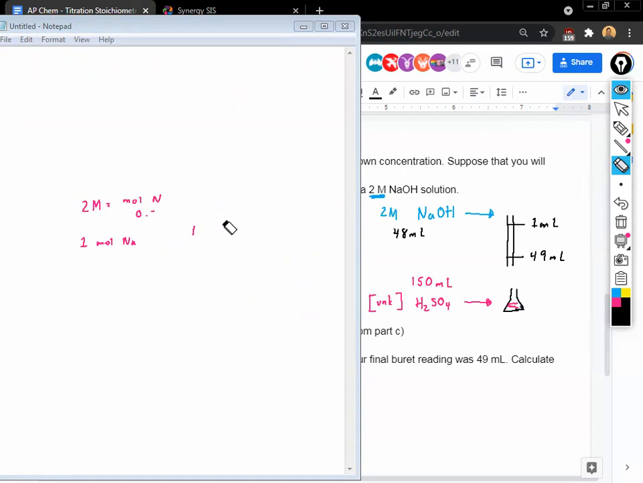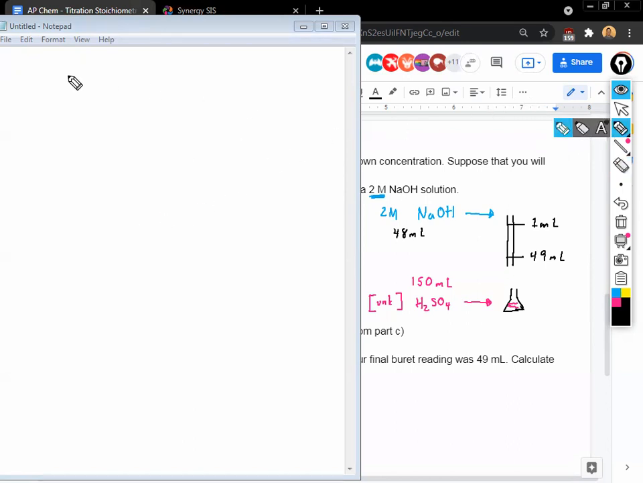No, yeah, so it's the reading, and in this situation, if you look at part C, it's just telling you, hey, when you started, the base level was at 1, and then when it was completely neutralized, when it turned light pink, it ended at 49. So how much did you add? It's just 49 minus 1, and the difference is how much base you added. So that's the amount of base that you're dropping into the acid. Does that make sense? Okay, so that's where we get the 48 from.